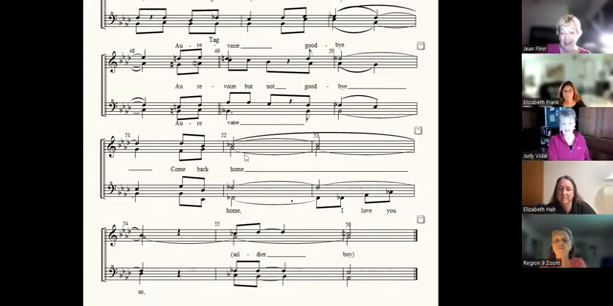and then they change it. They change that chord so that it'll go back out again. And you can hear this one.